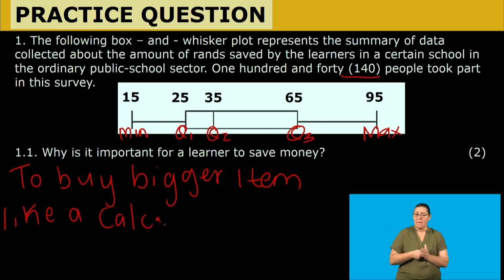You want to buy it, but you cannot afford to buy it cash. So you can save up your money. Once you've accumulated that amount, then you just go and buy your calculator cash.